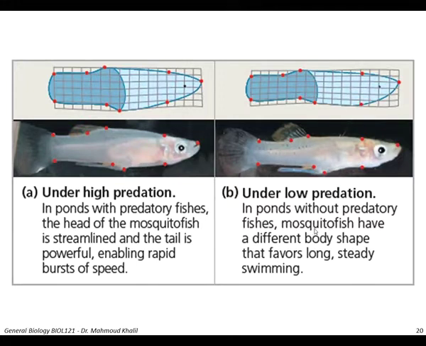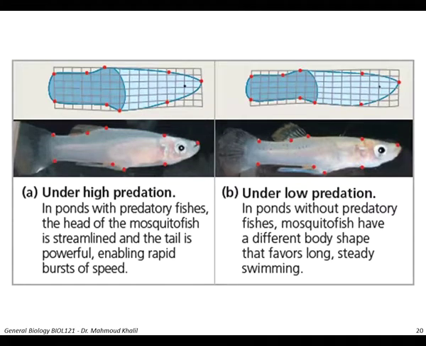While the same fish in another lake with few or low predators, you can see that the fish has not a very powerful back fin, and this enables it for steady swimming. So actually, that's how the environment controls the characteristics that the organism has, and it enables it to survive and adapt.